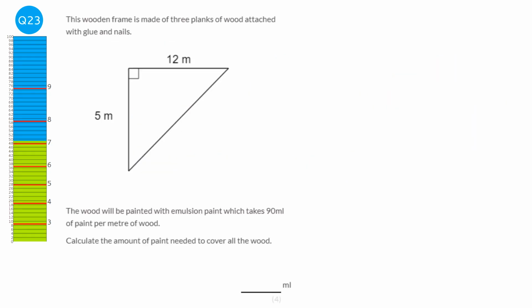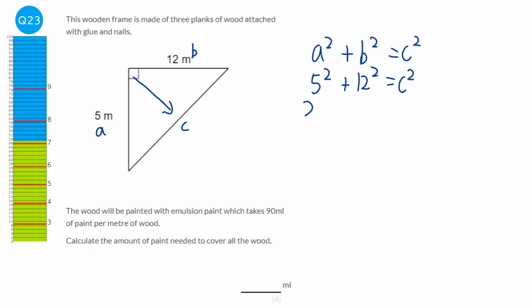In this question we have a right angle triangle and we know 2 of the sides and we're looking for the third one, so that screams to me Pythagoras. So Pythagoras is a squared plus b squared equals c squared, with c squared being the hypotenuse. The hypotenuse is the one opposite the right angle, so this is going to be c. And we'll label the other ones a and b, it doesn't matter which way around they go. So a is 5, so it'd be 5 squared plus 12 squared equals c squared. 5 squared is 25, 12 squared is 144. And so 25 plus 144 is 169.